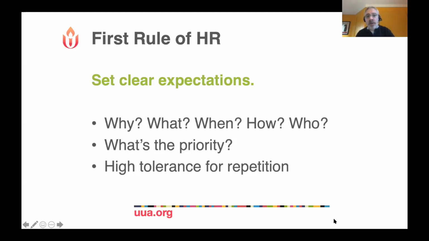Why are we doing this? What is it that you're supposed to do? When is it due? How are we doing it? Who's responsible? Who do you need to work with to get this done? What's the priority? Say it over and over and over again. So have that high tolerance for repetition. Because if you think you've said it enough, I can guarantee you, the second rule of HR is you haven't said it enough times.